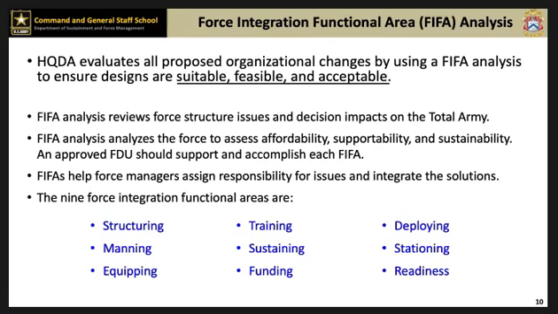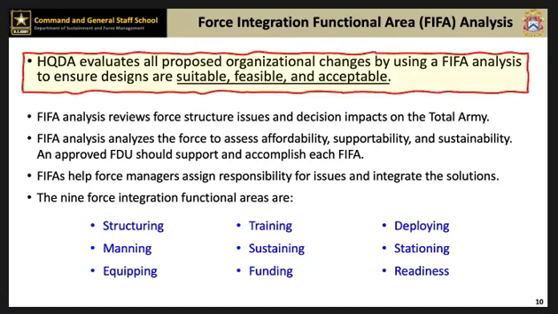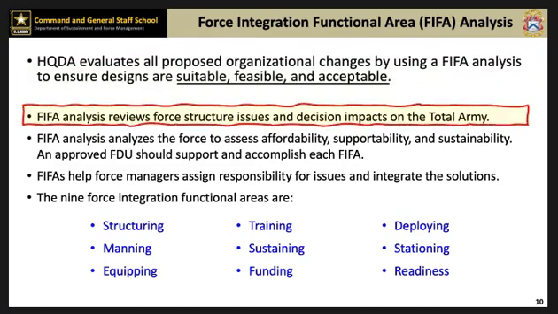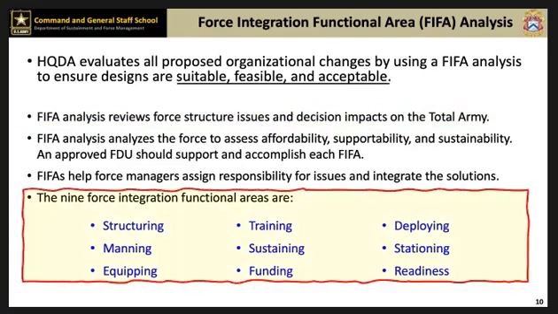Let's go back and dig into Force Integration Functional Area, or FIFA analysis. Headquarters DA must ensure that proposed organizational changes are suitable, feasible, and acceptable. This analysis must consider the impact to other organizations across the Army. Organizational change can significantly impact multiple areas, including the infrastructure and support available at military installations.